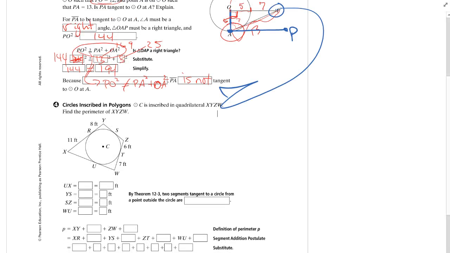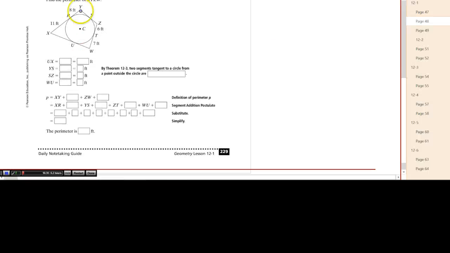Let's keep going. Now we have some circles inscribed in polygons. So inscribed means we've got tangent lines here and here and here and here around the circle. And we have this quadrilateral, 4 sides. Doesn't look like anything special, but there's a lot of information we can find out about it. So we know that if there's a point outside the circle that has other points going to the points of tangency, then these are congruent.